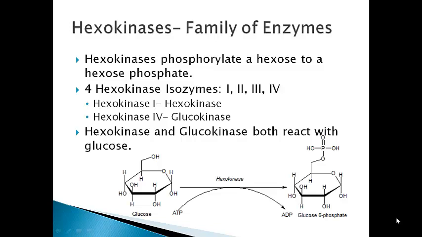Hexokinases phosphorylate, using ATP, a hexose, or a 6-carbon sugar, to a hexose phosphate, a 6-carbon sugar with a phosphate group attached. Looking at this picture, hexokinases react with the CH2OH group. As long as the 6-carbon sugar has this moiety, a hexokinase will phosphorylate it. Hexokinase 1, which I will just call hexokinase, and hexokinase 4, which I will call glucokinase, both react with glucose, but we will see some differences.